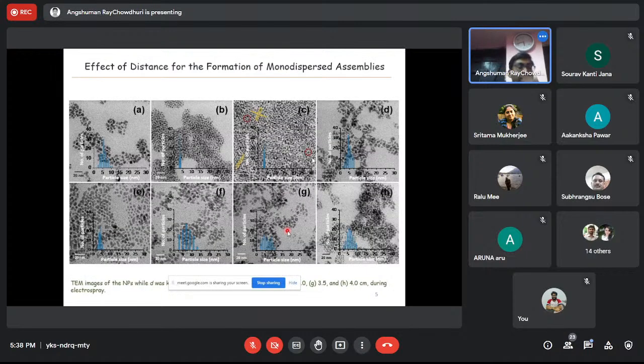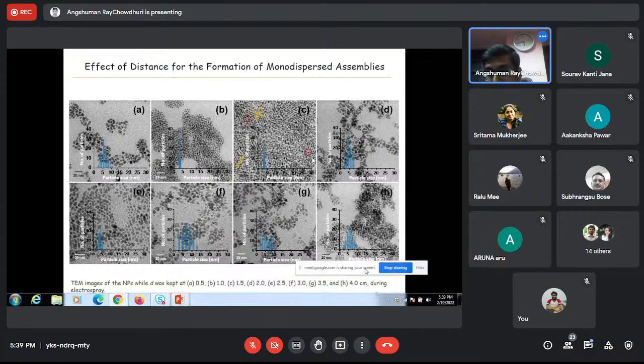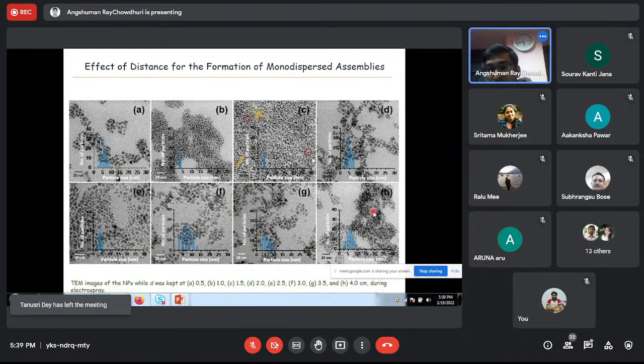Next, previously I told you we have to optimize some parameters, such as the effect of the tip to collector distance. Suppose here A is 0.5 centimeter tip to collector distance, this is 1.5, and like that we are increasing, and this one is 4 centimeter tip to collector distance.